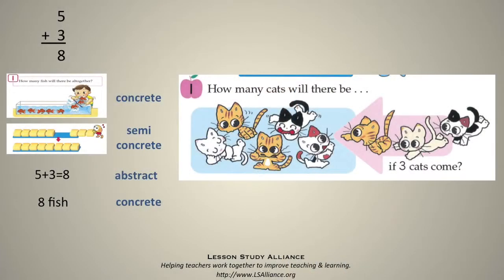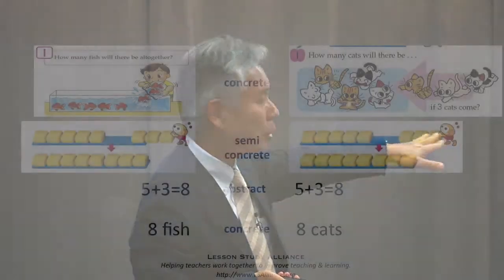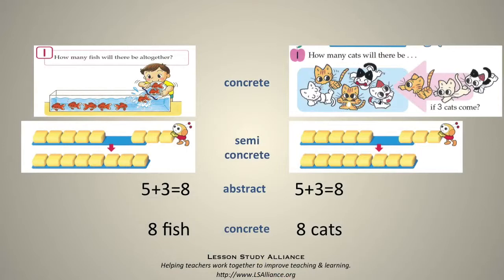So another concrete situation is cats. 1, 2, 3, 4, 5 cats. And then if you go to semi-concrete, it doesn't matter whether it's fish or cats, it's the same, right? And the abstract is also the same. However, 8 cats, the answer is different. So this process is mathematics: start with concrete, and then do the abstract process, and then come back to the concrete.